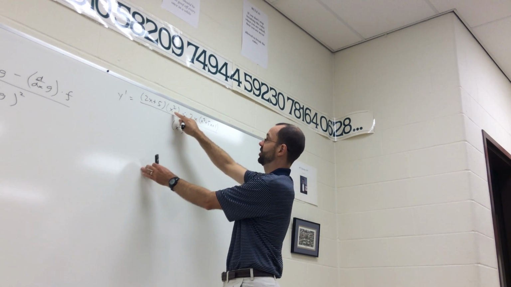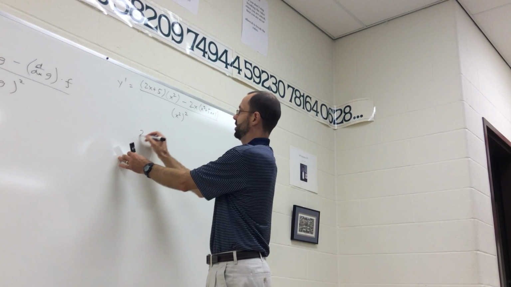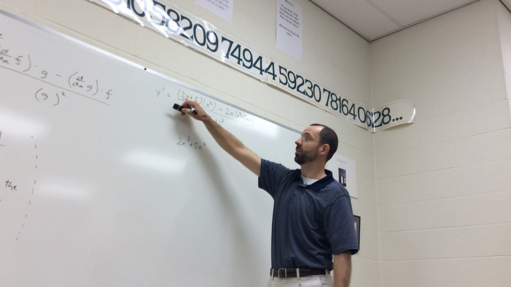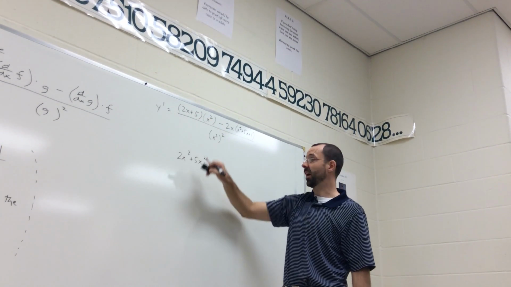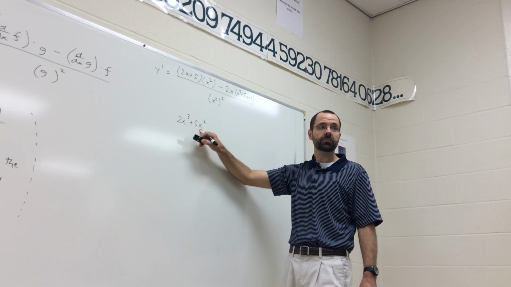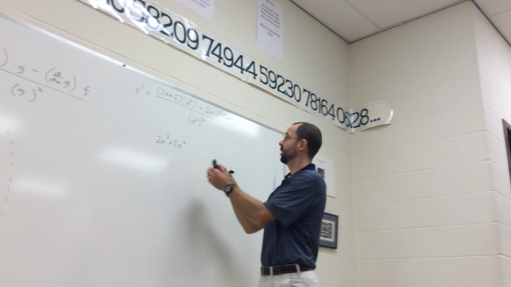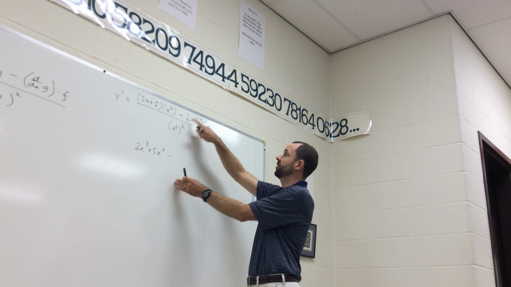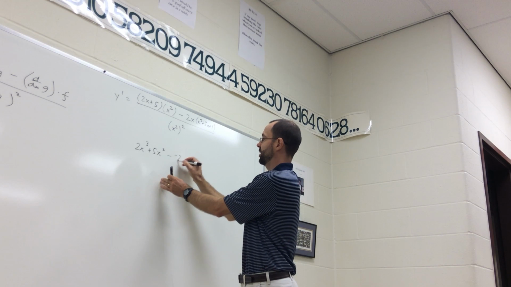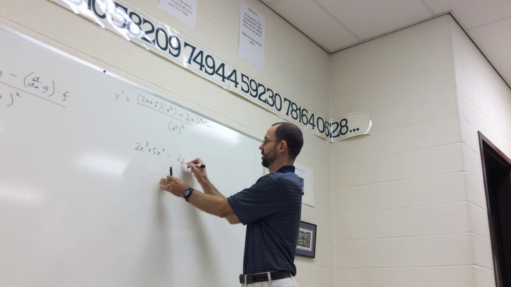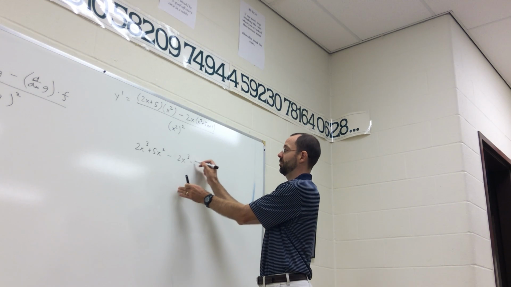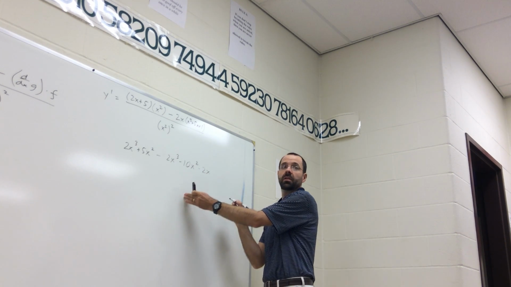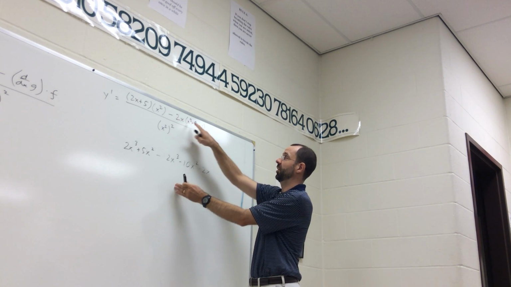Okay, so I'm going to distribute the x squared. So that gives me 2x cubed plus 5x squared. Just multiplying x squared times 2x and x squared times 5. So I distributed the x squared. Now I'm going to distribute the negative 2x. So negative 2x times x squared is negative 2x cubed. I already wrote my negative sign. Minus 10x squared minus 2x. So I just distributed the 2x into there.